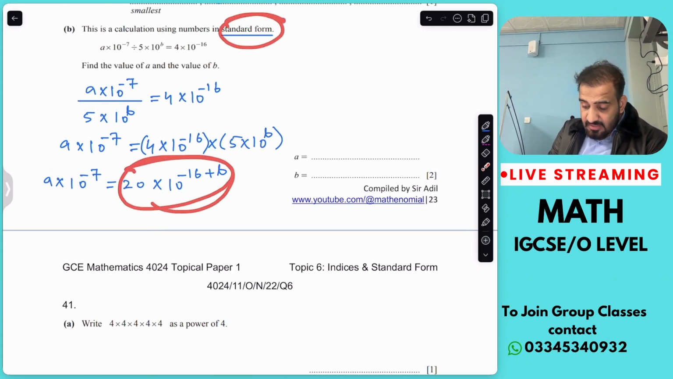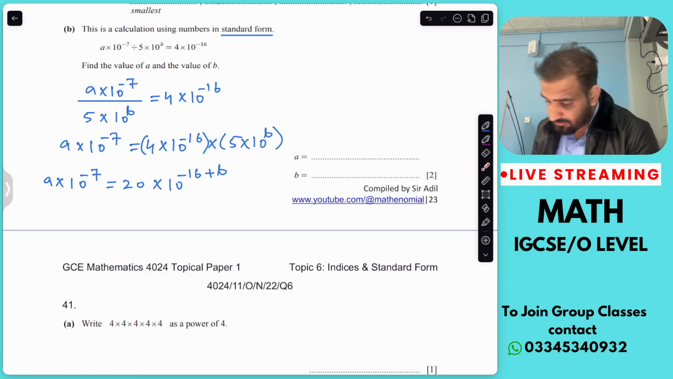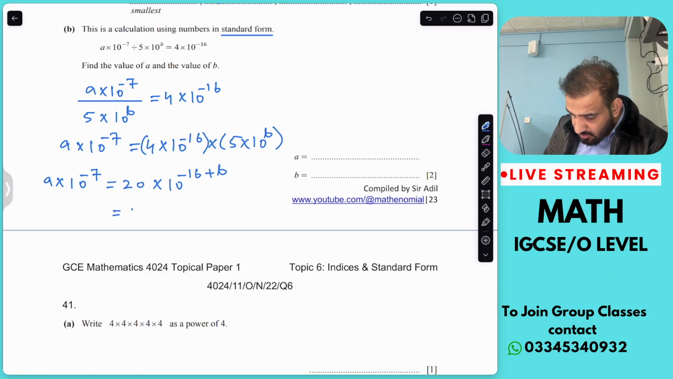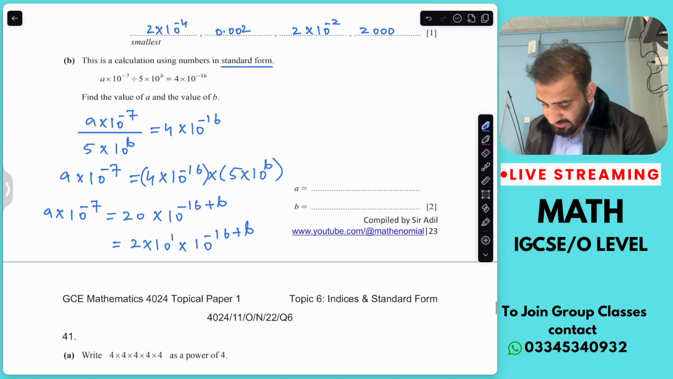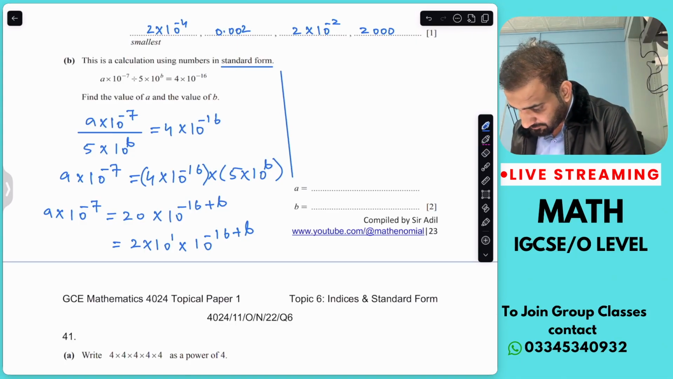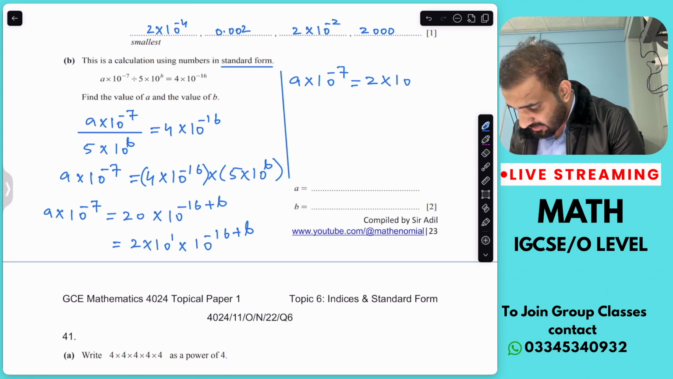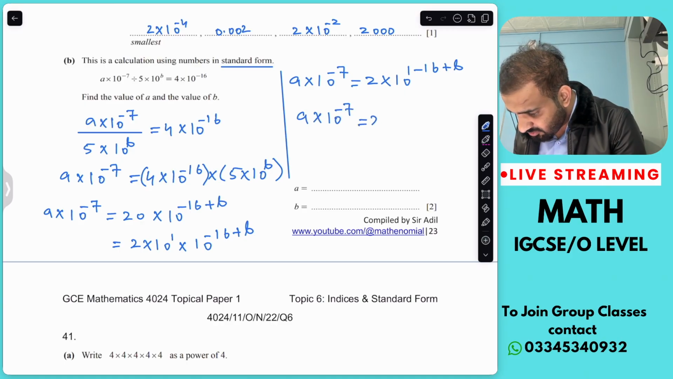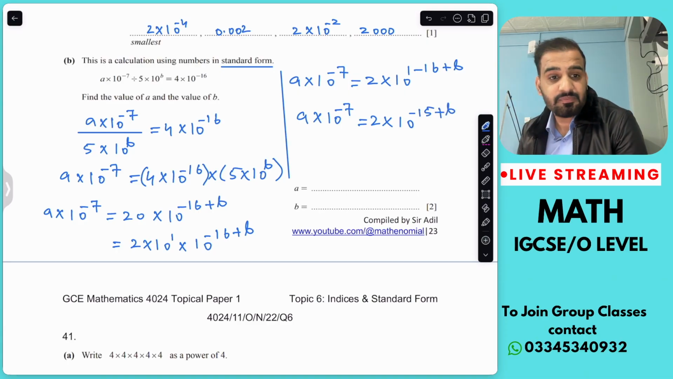He was saying that the numbers given are in standard form. So what will you do? 2 cross 10 raised to power 1 cross 10 raised to power -16 plus b. So next, a cross 10 raised to power -7 is equals to 2 cross 10 raised to power 1 -16 plus b. So a cross 10 raised to power -7 is equals to 2 cross 10 raised to power -15 plus b.